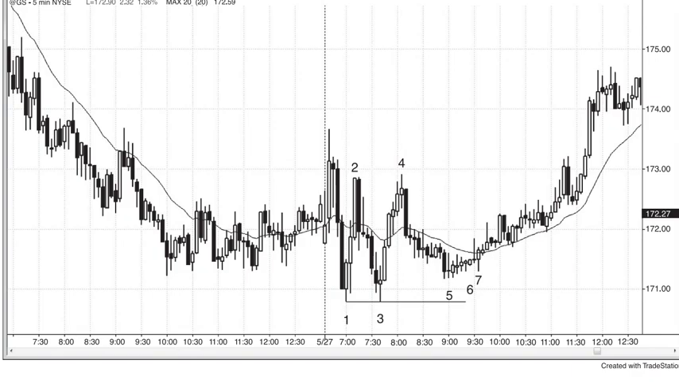Double bottom pullbacks have a pullback that typically extends more than 50% and often almost the entire way. Figure 6.7. Signal bars, other types. 123.